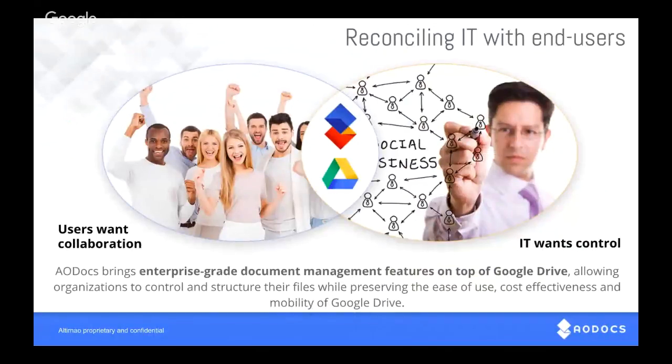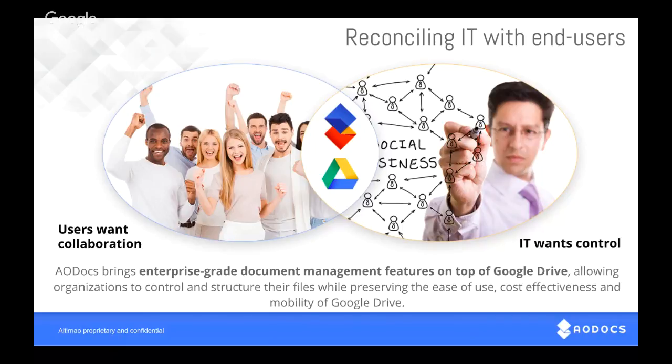So in terms of what is AODocs, basically, AODocs is what we call an ISV, which stands for an independent software vendor. We're basically a technical partner of Google. We add to G Suite, from a document management perspective, specific features for the G Suite users to improve the way they manage documents, improve the way they control documents, and improve the way they manage their processes internally.